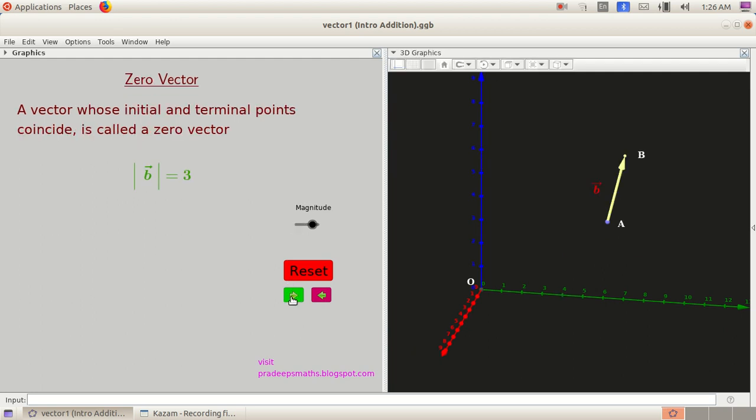The next is zero vector. A vector whose initial and terminal points coincide is called a zero vector. Here the magnitude of this vector is B as before, but we can reduce the magnitude and finally we can convert it into a zero vector. That means we are making both the points coincide one on the other. Therefore, we are getting a zero vector, that is vector AA or BB are the representations of this zero vector. A zero vector is a vector with magnitude 0.